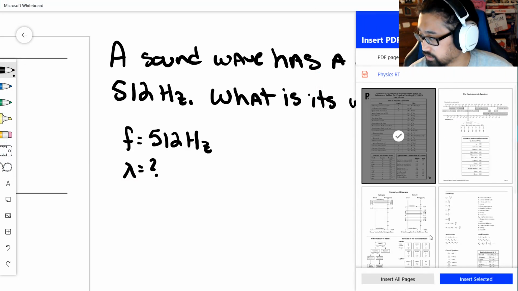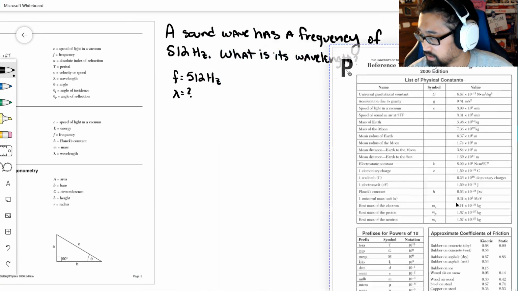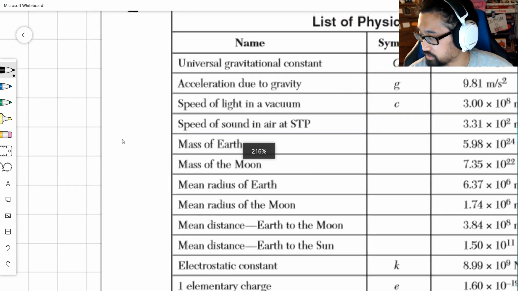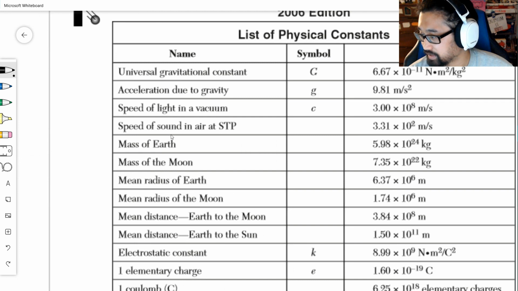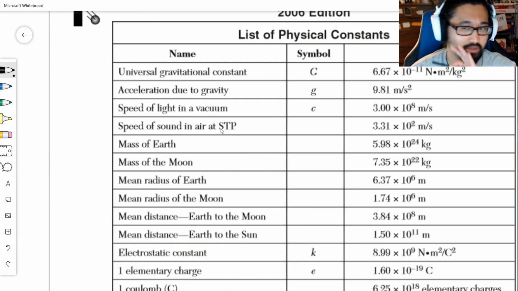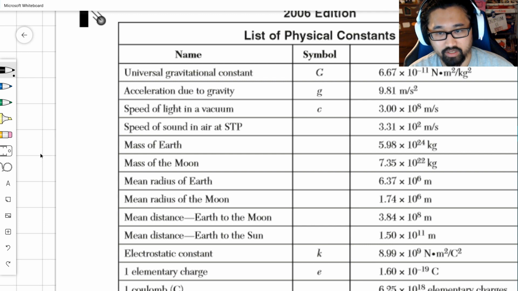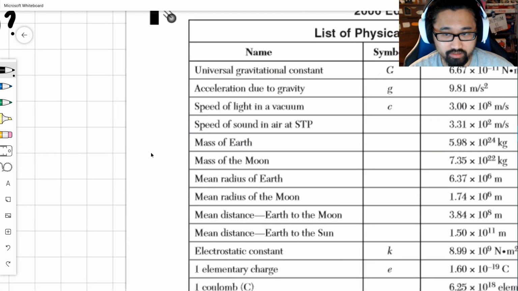There are lots of constants on the front page of your reference table. One of those constants is the speed of sound at STP. Oh no, STP? We're only ever going to work at STP, so don't worry about that. The speed of sound is 331 meters per second.